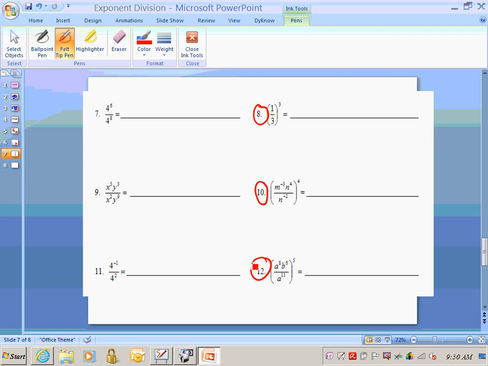Let's look at number 11. What do I got here? What do I need to do? You do this. This one's got to go where? Bottom. What about this one? It stays. It's good. So what should go on top? 1. What's on the bottom?